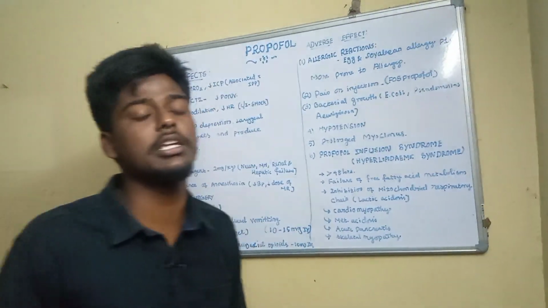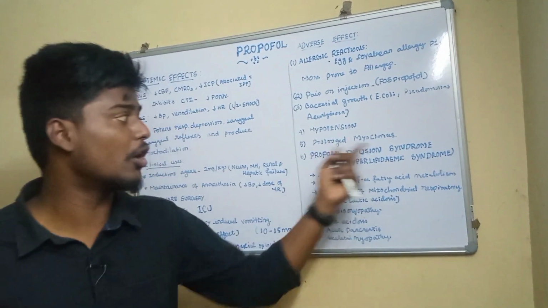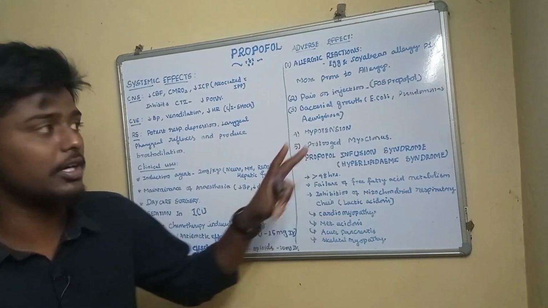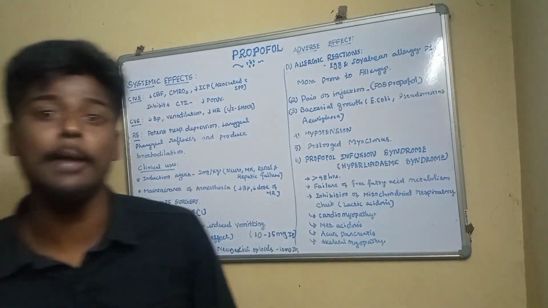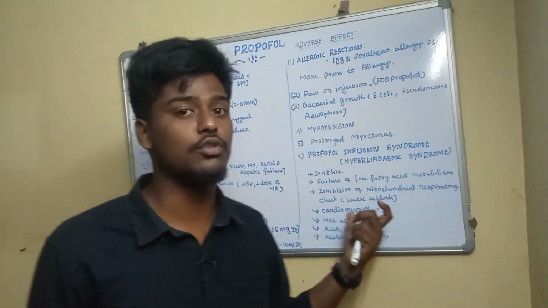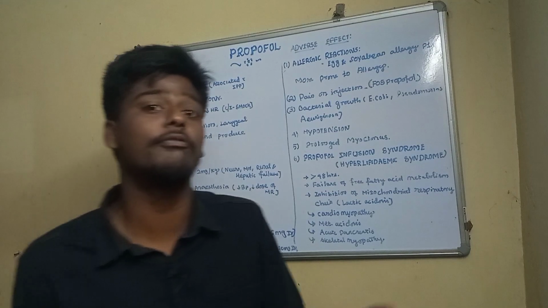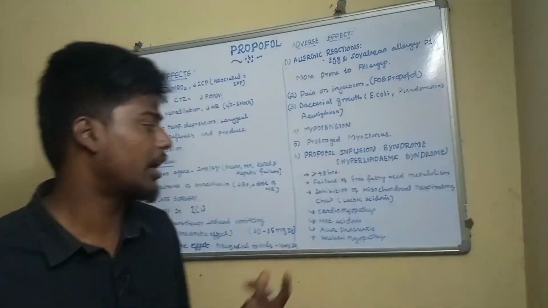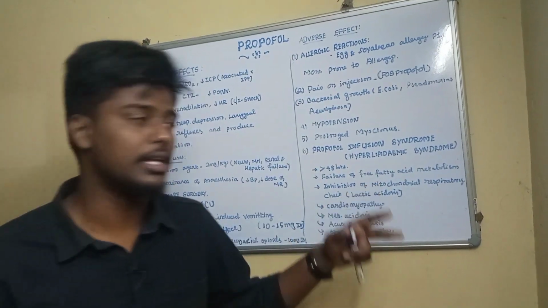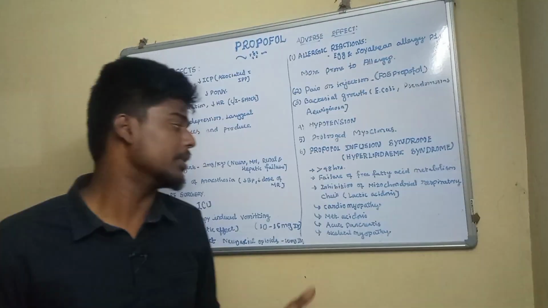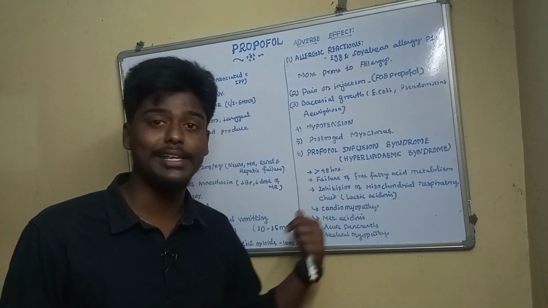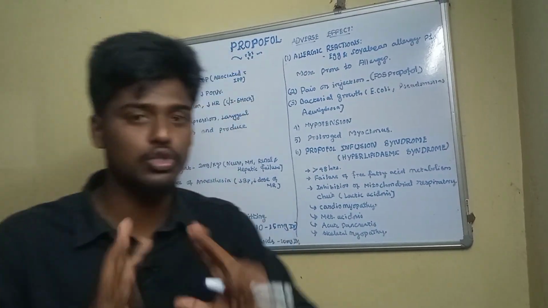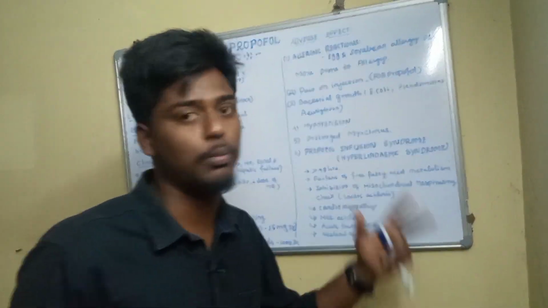When we use Propofol as an induction agent, it can also produce prolonged myoclonus, which is nothing but muscle jerks. The most potentially dangerous complication of Propofol is propofol infusion syndrome, otherwise known as hyperlipidemic syndrome. When the infusion is used for more than 48 hours, it causes failure of free fatty acid metabolism, inhibits the mitochondrial respiratory chain, and produces lactic acidosis. The complications lead to cardiomyopathy, metabolic acidosis, acute pancreatitis, and skeletal myopathy. So propofol infusion syndrome is the most potential complication, the most potential adverse effect.